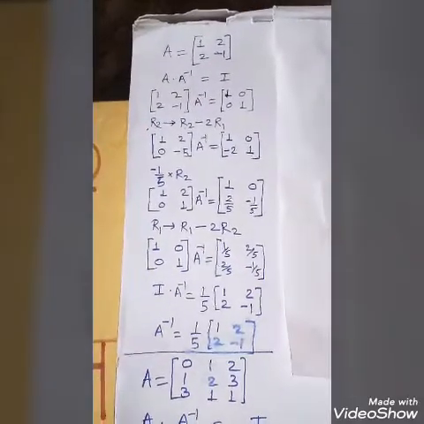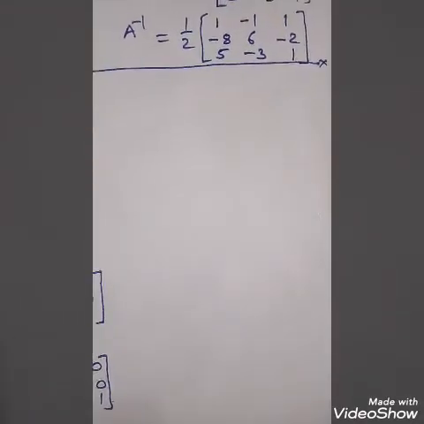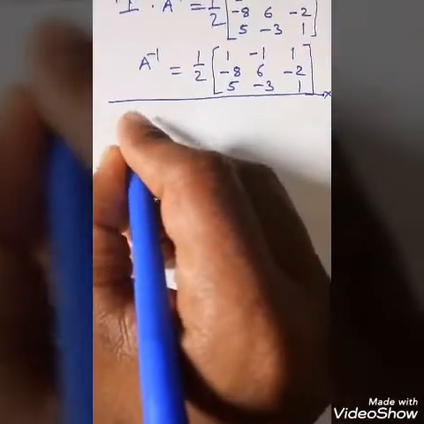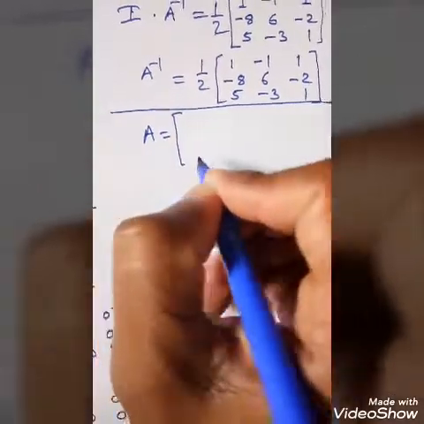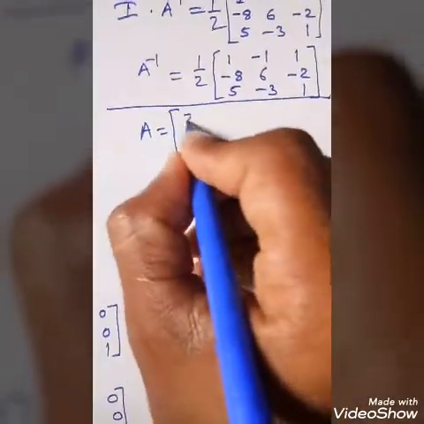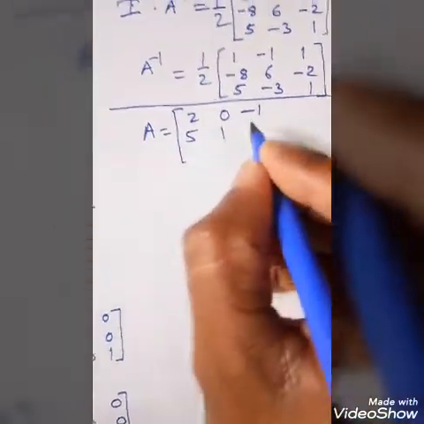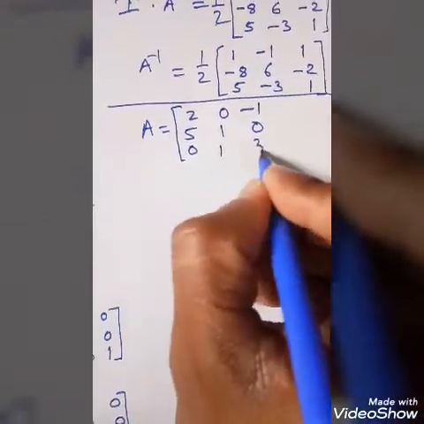Now we take another example, the inverse of order 3 matrix. See, here we write the next example, the inverse of order 3 matrix. We have to take one matrix, matrix A, whose order is 3 and elements are 2 0 minus 1, 5 1 0 and 0 1 3.